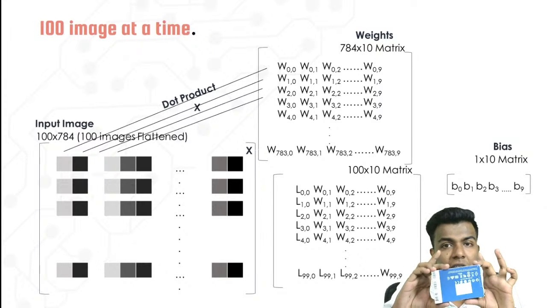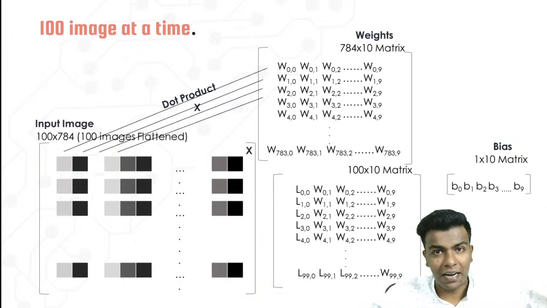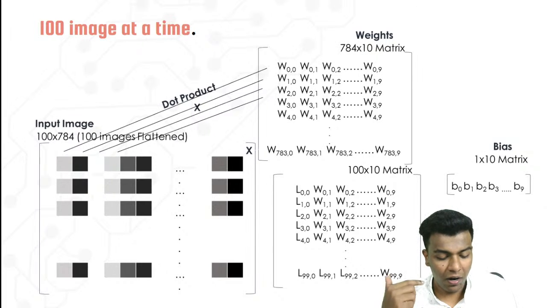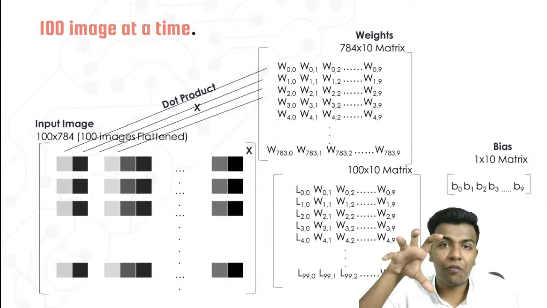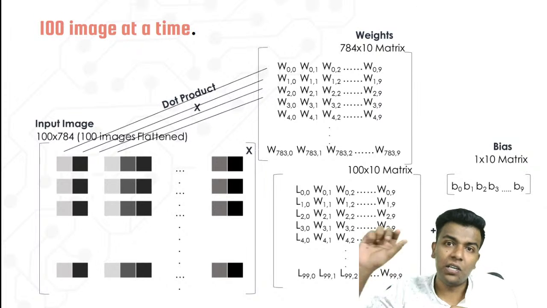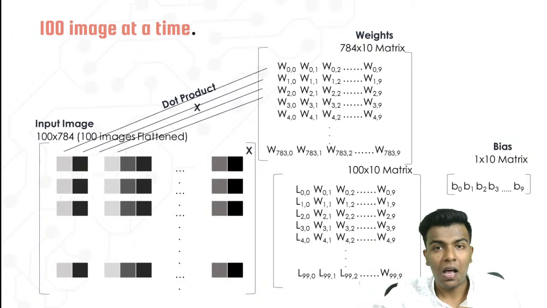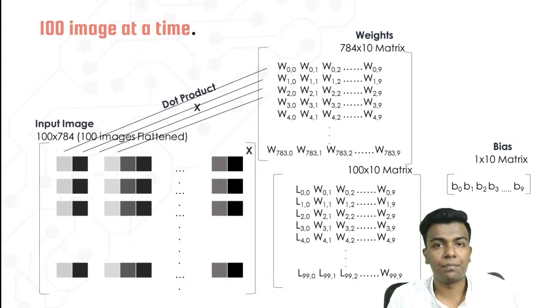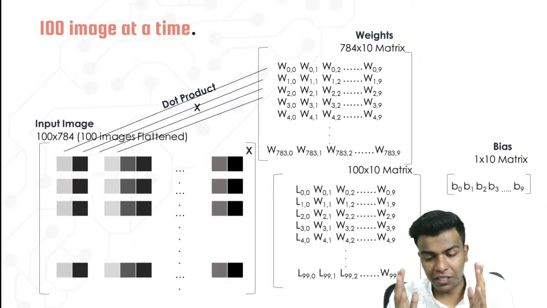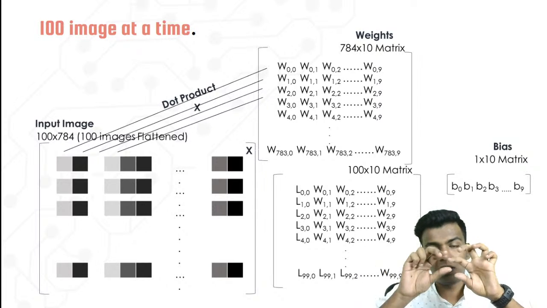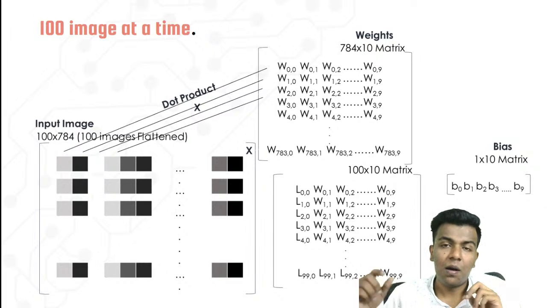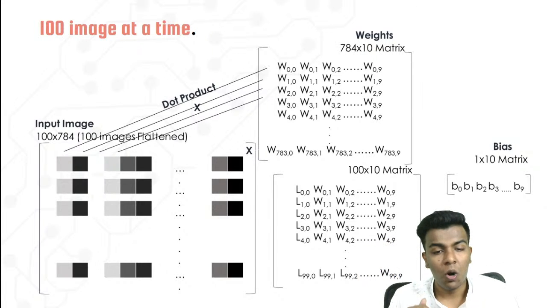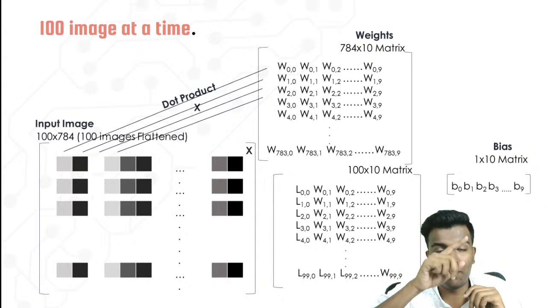On that flattening, a single image of 28 cross 28 is converted into a single flattened structure of 1 cross 784. We are going to have that for 100 images. So one image is already flattened into 1 cross 784, and for 100 images it is 100 cross 784. This complete part is going to be x. Each and every image is flattened, containing 784 pixel values, but for 100 images it is a matrix of 100 cross 784. So the 100 cross 784 matrix is the value of x.